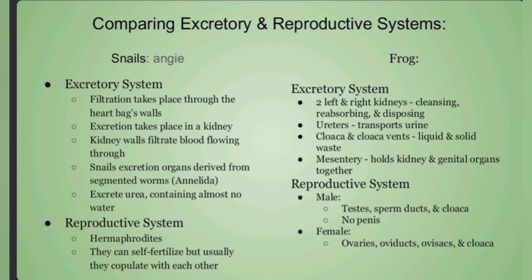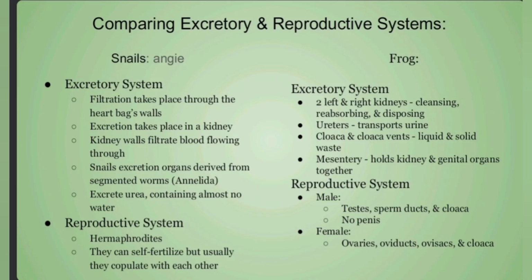Then the male reproductive system consists of testes, sperm ducts, and cloaca. Along the fine ducts, the sperm goes from the testes through the kidneys and then to the left and right ureters and then the cloaca. Also, male frogs do not have a penis.